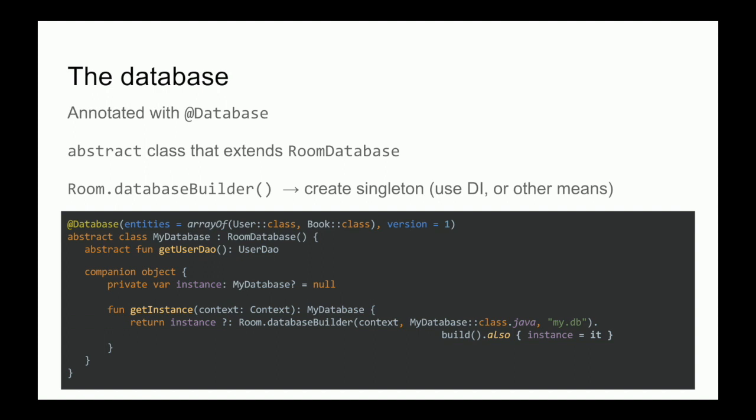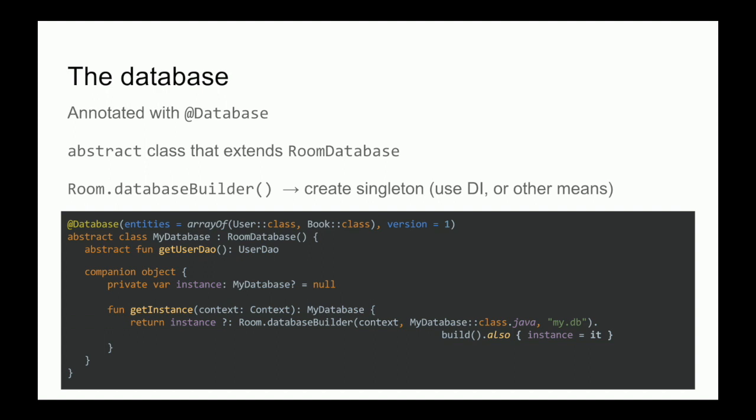OK, now, so I have my entities. I have my data access objects. Now I need to tie this together with the database. So the database is another abstract class that you write. It extends from room database. And on the database annotation, you specify the list of entities that should be in this database. So it's basically, you're defining all the tables that are going to be there. You're also specifying a version, and that is important for migration and upgrades later. And then on this class, you just have abstract functions for your data access objects. So I only have one in this example, but it could be multiple.